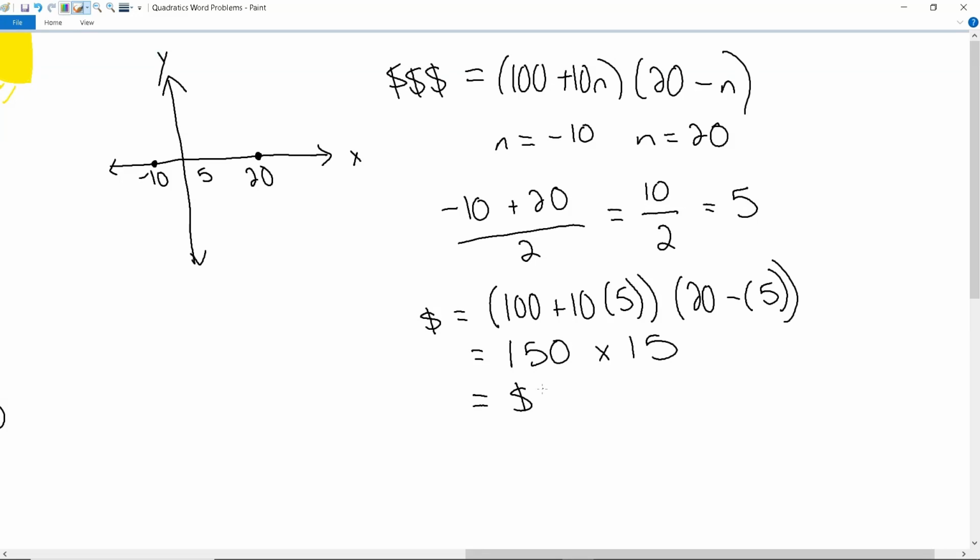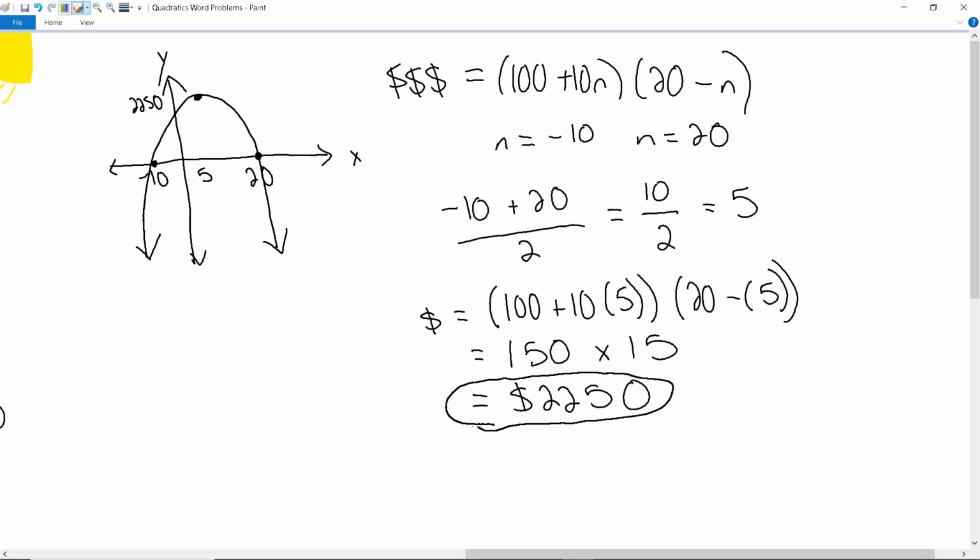And our final answer is $2,250. So when x equals 5, our maximum occurs at 2250. So I'm just going to draw a rough sketch of our quadratic here. So this is the maximum amount of money that Taylor Swift could make based on her current situation.